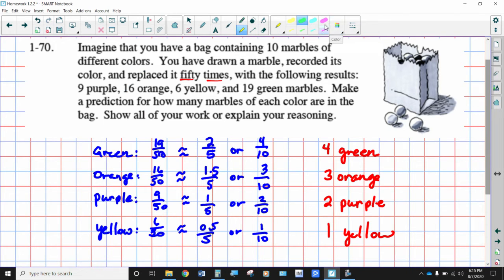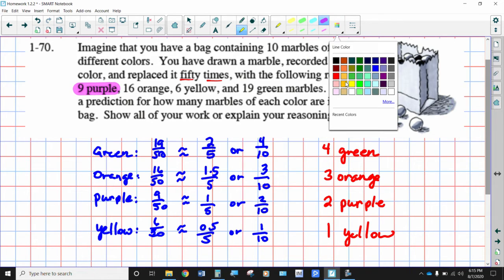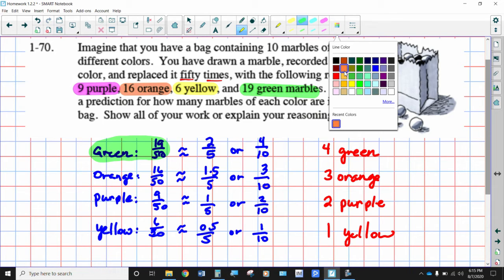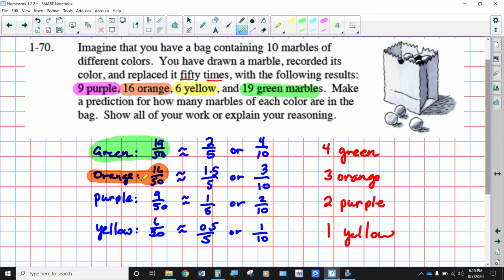Let's go ahead and highlight. Does that look like it's kind of purplish? Yeah, you got 9 purple. How many orange? Let's do a little orange here. You got 16 orange. You've got 6 yellow, and you got 19 green marbles. I'm going to highlight. That would be 19 out of the 50 times you pulled it, you got green. 16 out of the 50 times that you pulled the marble out, you got orange. 9 out of the 50 times you pulled out, you got purple. And 6 out of the 50 times you pulled it out, you got yellow.